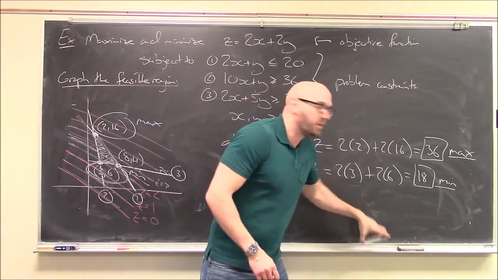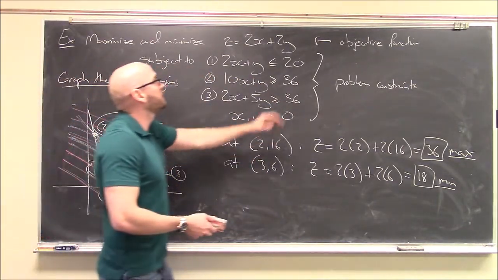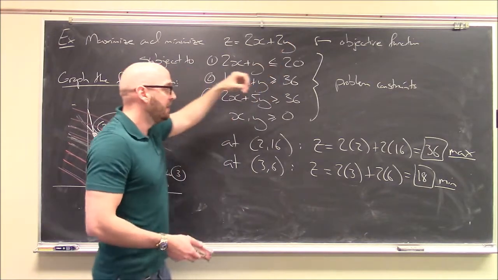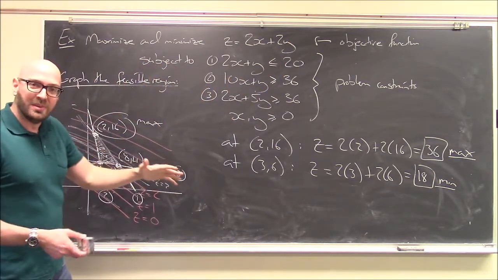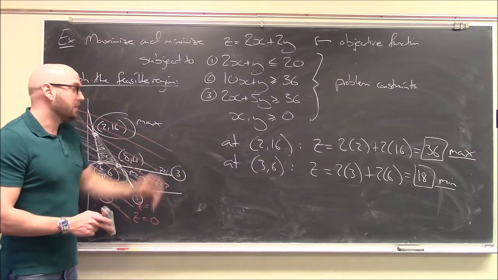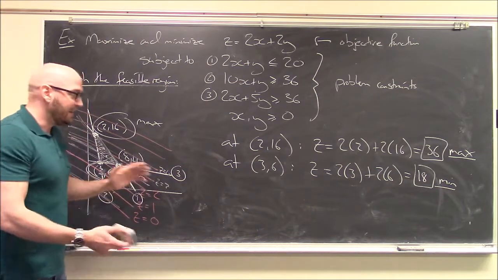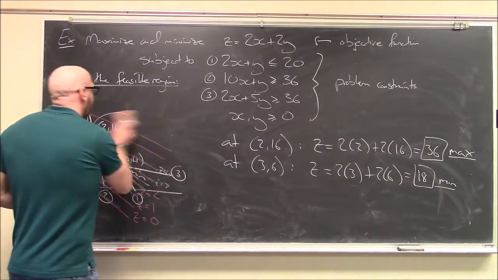So the algorithm is going to be find all the corner points, plug all the corner points into the objective function, and the largest value will be the maximum, assuming a maximum exists. I'll tell you exactly when it does in the algorithm. And the smallest value we attain is going to be the minimum, assuming a minimum exists. And again, I'll show you exactly when that happens.